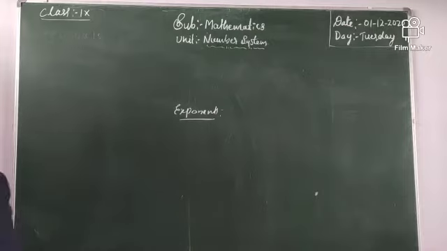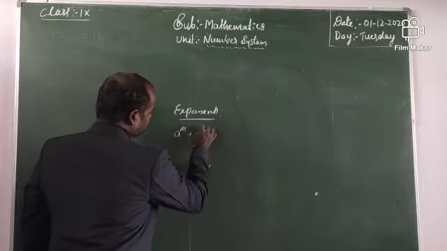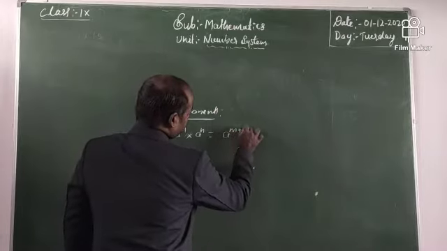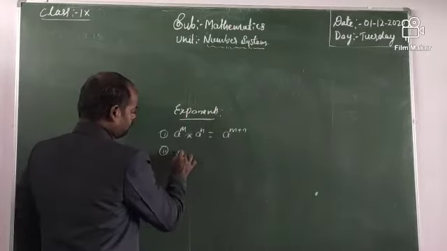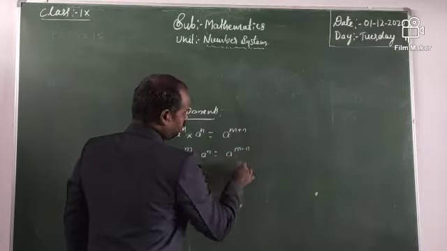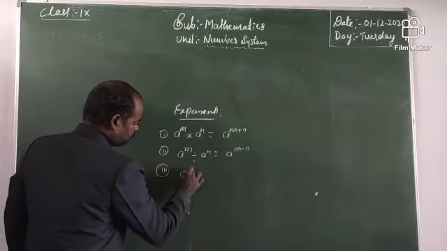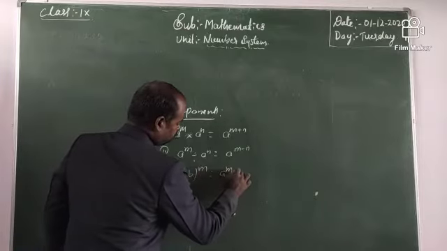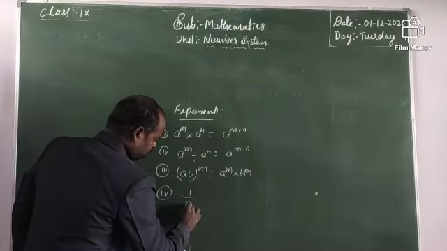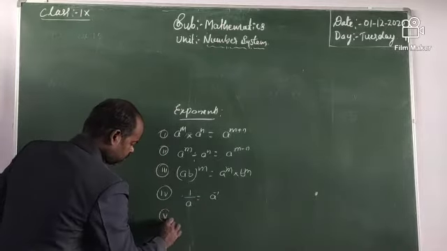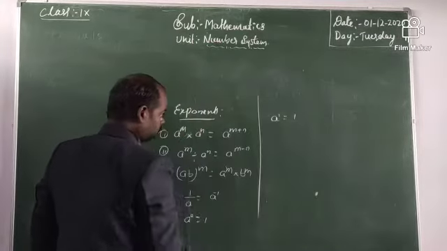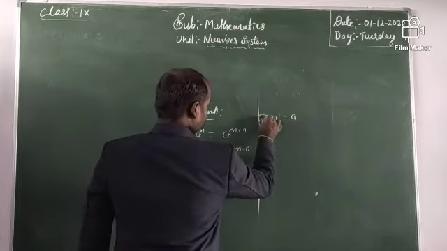First law of exponents states that a to the power of m into a to the power of n is equal to a to the power of m plus n. This is the first one. Second law: a to the power of m divided by a to the power of n is equal to a to the power of m minus n. Third one: (ab) to the power of m is equal to a to the power of m into b to the power of m. Next, fourth one: 1 by a is equal to a to the power of minus 1. A to the power of 0 is equal to 1. A to the power of 1 equals a. This is the 6th one.